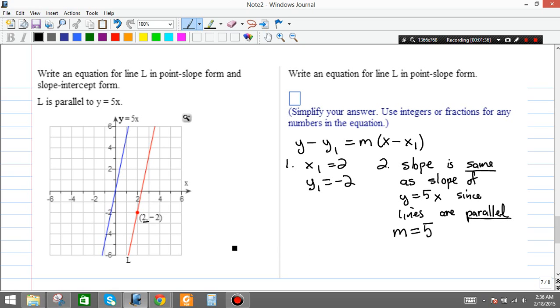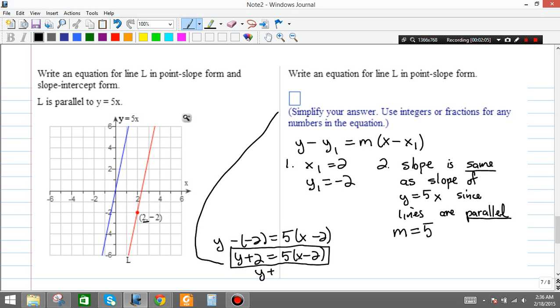And then we're off to work. It's y minus negative 2 equals 5 times x minus 2. Y minus negative 2 is y plus 2 equals 5 times x minus 2. Oh no, I'm sorry, going way too fast. That is the answer to the first part. So that goes in this box here. Let's put that in now.